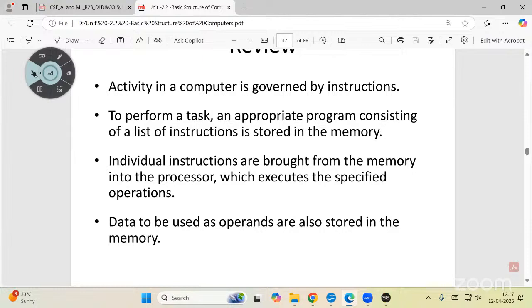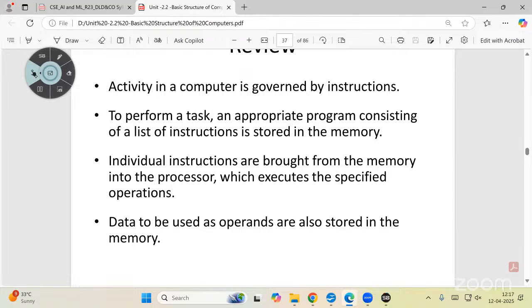Then store, that is the printf with percent d. That means you can write and store the output values in the program. So that is the set of instructions. To perform a task, an appropriate program consisting of a list of instructions is stored in the memory. The next one, the individual instructions are brought from the memory into the processor, which executes the specified operations.